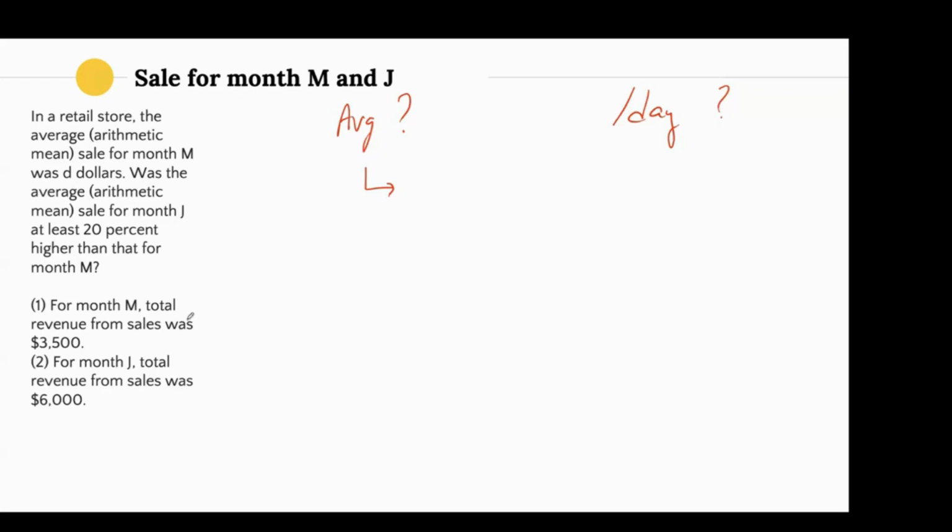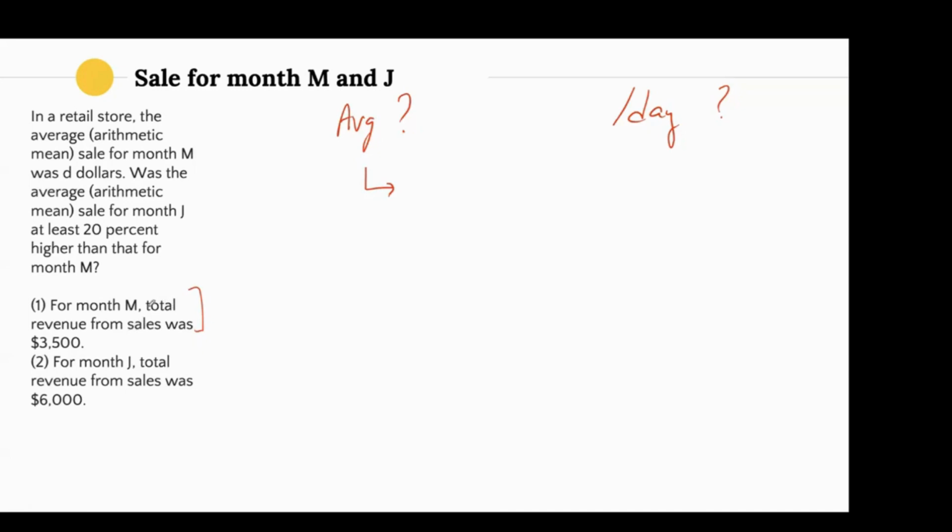Okay, all right. So, let's get this out of the way. First of all, is the first statement alone sufficient? For month M, the total revenue was $3,500. I don't even know the revenue for month J. So anyway, what's the increase and all? No way of figuring that out. Right? Statement 1 alone not sufficient.